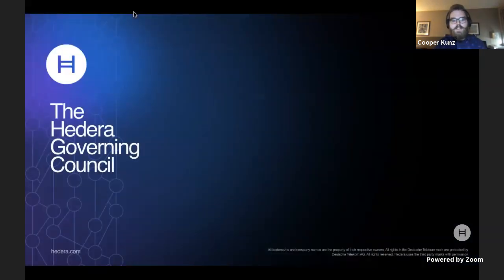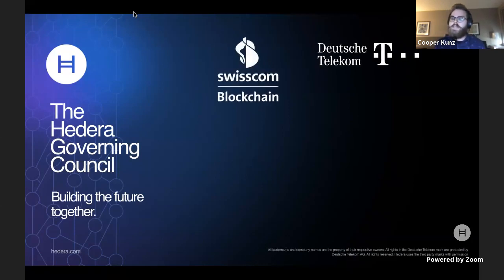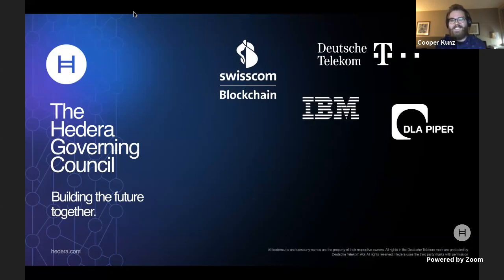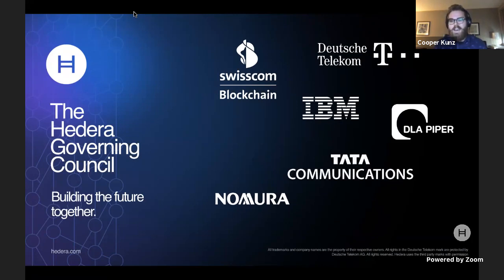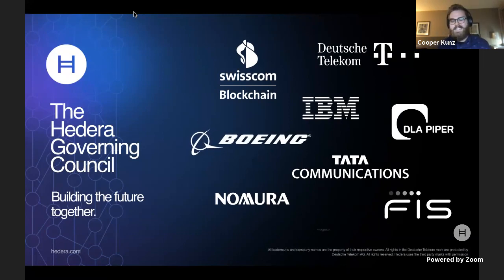And because these are such important decisions and such strong commitments to our technology and what we're doing, we're really excited that these companies are actively taking a role involved in our network. So these are the 10 plus, or the 9 plus, world companies currently on the Hedera Governing Council. We have Deutsche Telekom, Swisscom, IBM, Nomura Holdings, Tata Communications, DLA Piper, FIS, Boeing, and Magalu.